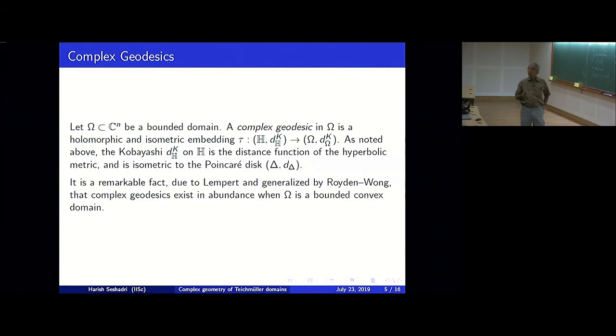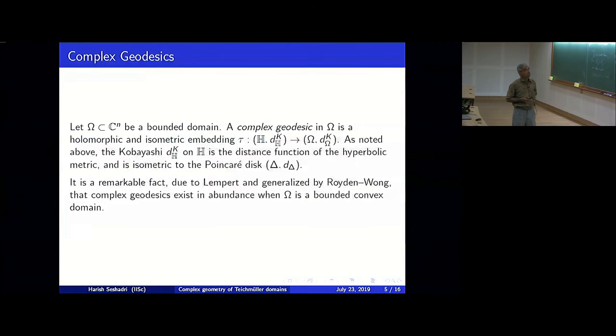Yeah, in fact, their argument is different, I believe. Yeah, it's a more functional analysis based argument. Yes, an operator theoretic argument. And complex geodesics exist in abundance. So I'll just say in the next slide what abundance means in this setting, when omega is a bounded convex domain.